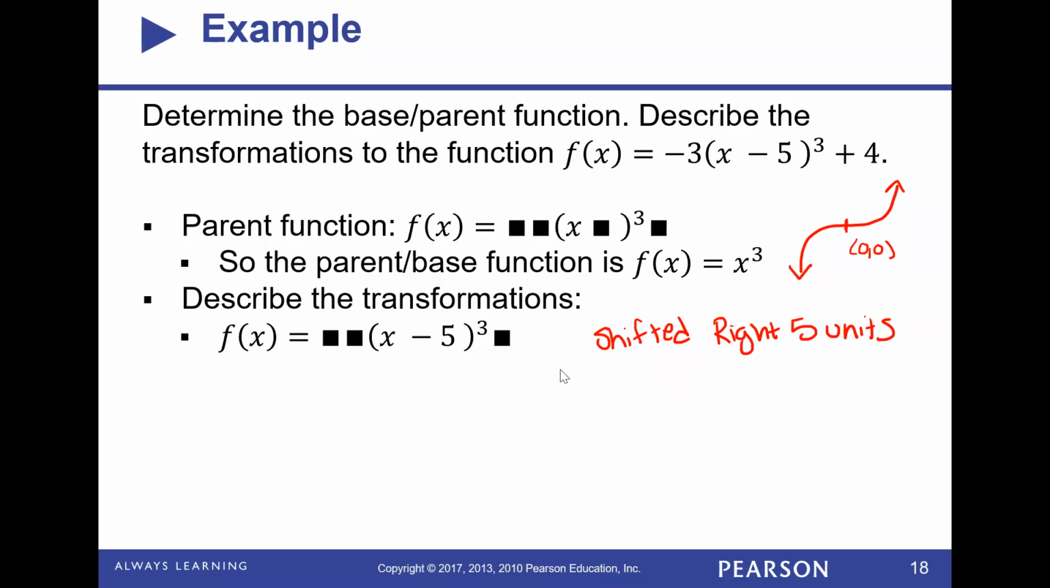Okay, so basically that -5 inside the set of parentheses just means that I've shifted it to the right 5 units. Now, let's ignore the -5 and take the next number. Again, we're starting with the inside and then working our way out. The next thing outside the set of parentheses is the 3.